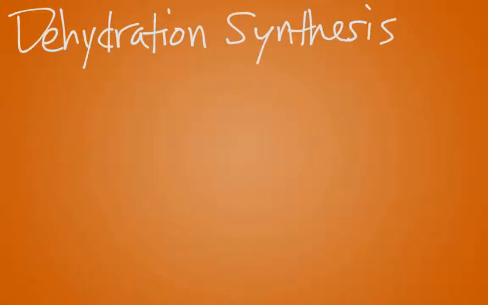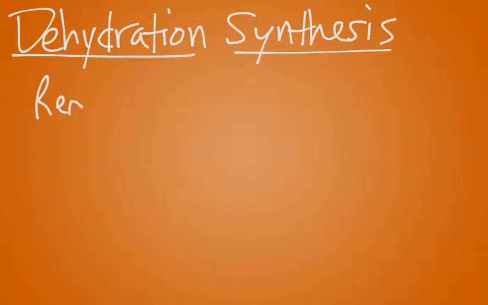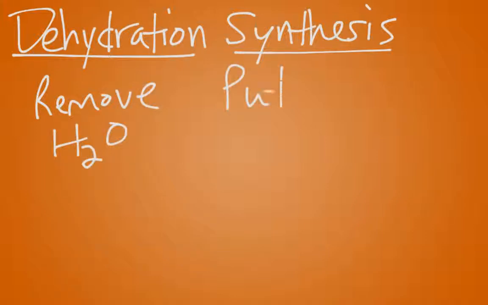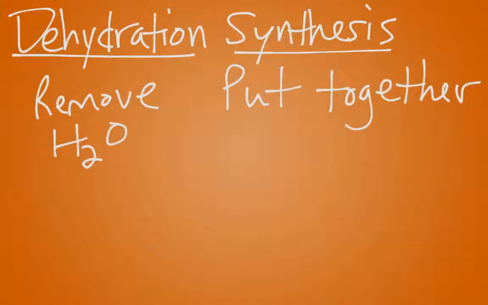The process by which we put monomers together is dehydration synthesis, and this term is just like what it sounds. If you dehydrate something, you are going to remove water, and synthesis means to put something together. So dehydration synthesis is literally putting something together by removing water. And we're going to use a basic example of amino acids to see how that works.